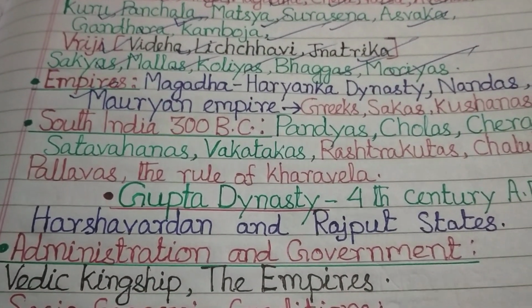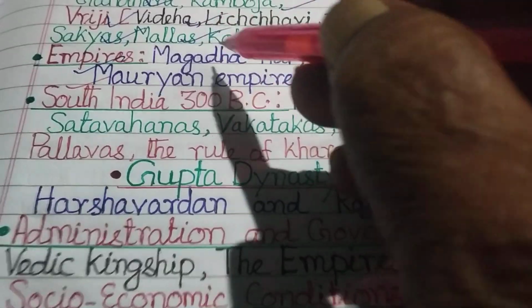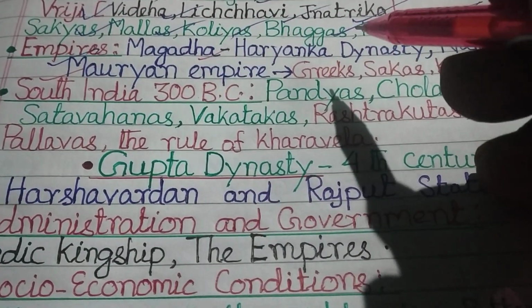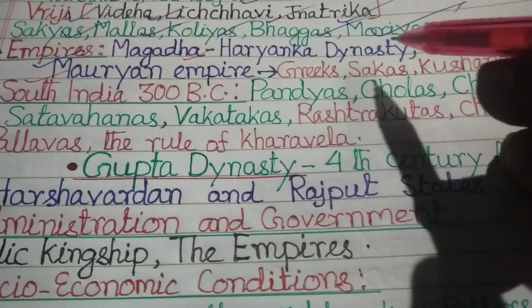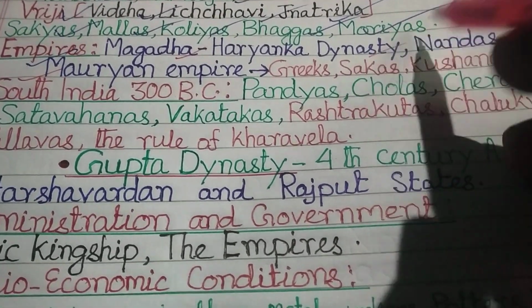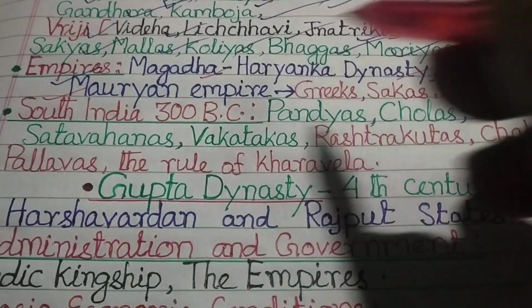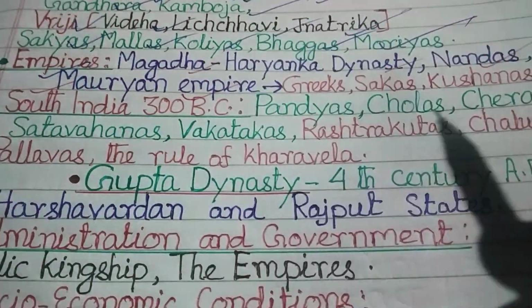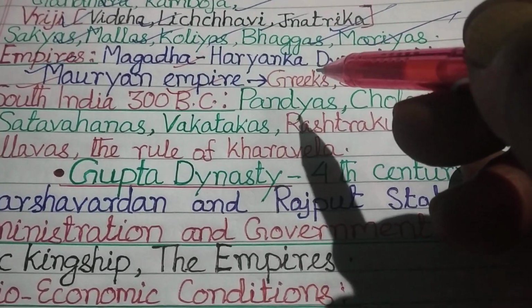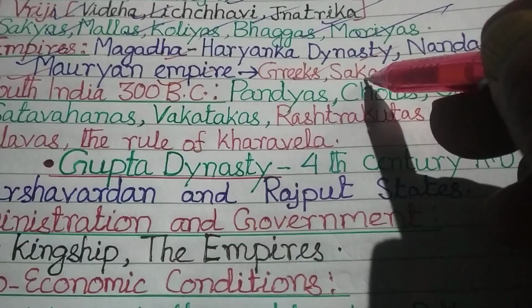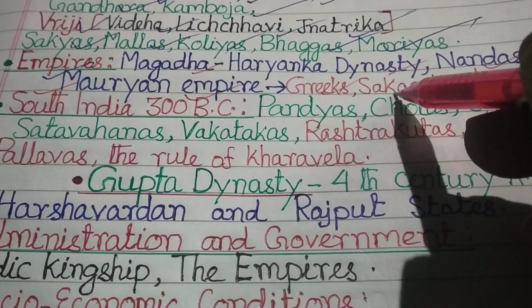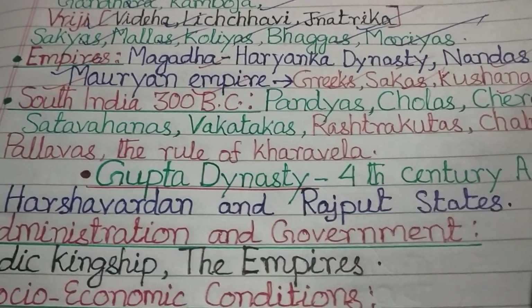So, in this lecture, we will discuss those empires developed during the 6th century BC, in particular the Magadha Empire, with the founding of the Haryanka Dynasty and subsequently the Nandas and finally the Mauryan Empire, and how in turn it led to the invasion of the Greeks, and the establishment and invasion of the Satavahanas and the Kushanas.